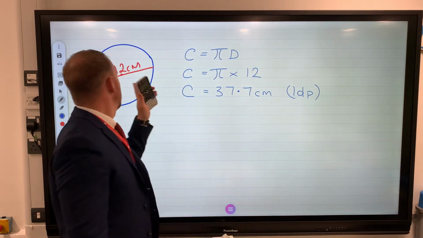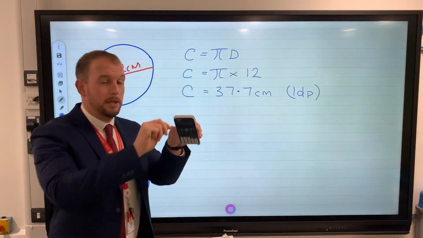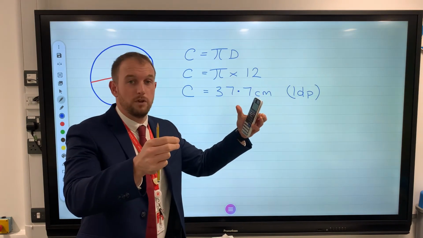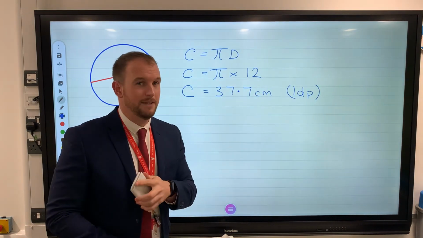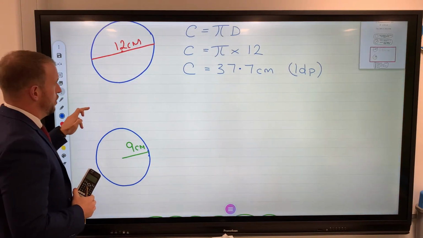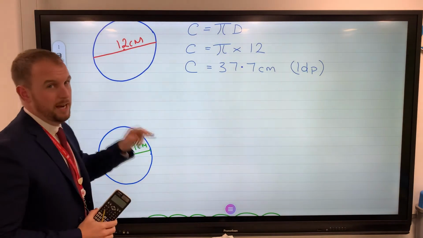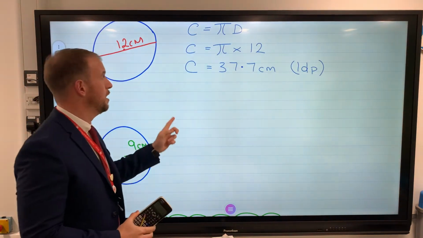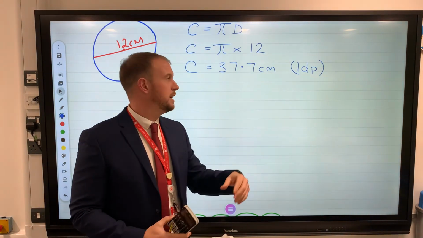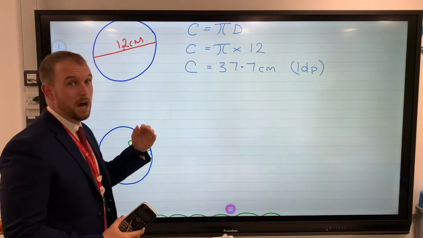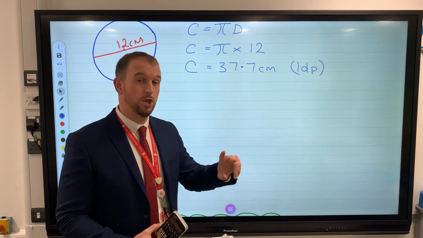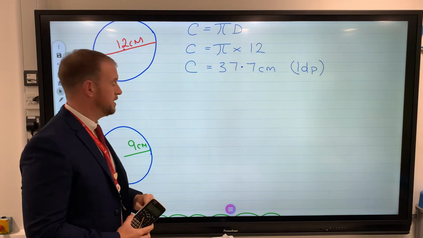So again, if that was an accurate circle, I'd be able to put a string around the outside and then use my fingers to measure it with a ruler, and it would be 37.7 centimetres. With this one though, you'll notice that I've given you a radius, not a diameter, but the radius and the diameter have a direct relationship, which means that the radius is half of a diameter, or a diameter is 2 lots of a radius.